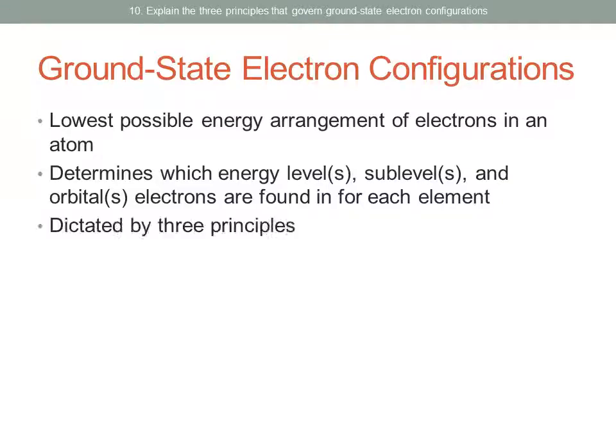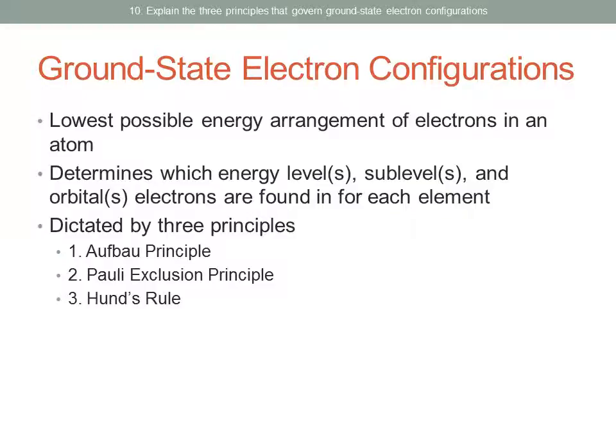And there are three principles that determine or dictate these electron configurations. They are the Aufbau Principle, the Pauli Exclusion Principle, and Hund's Rule, and we'll look at each of those individually in this lesson.